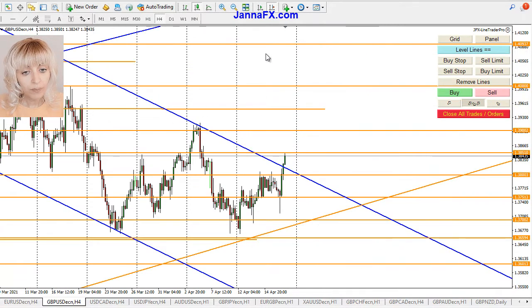Okay, pound dollar. The expectation was that the pair will continue the way up based on the good COVID news, and that's exactly what happened. I mean, okay, it has very sharp movements, as you can see. It jumped up, then jumped down, and it still pretty much moves between the levels, exactly, right?